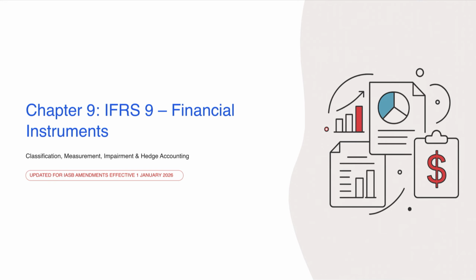Classification, Measurement, Impairment, Derecognition, and Hedge Accounting. And by the end, you'll have a clear ACCA Financial Reporting exam map for tackling IFRS 9 questions. Let's begin.